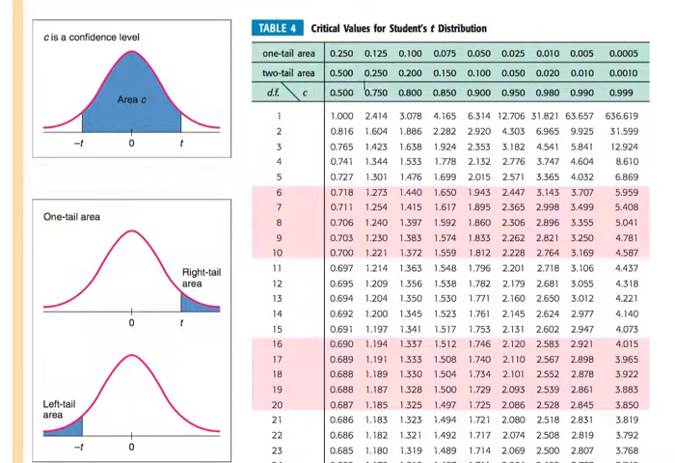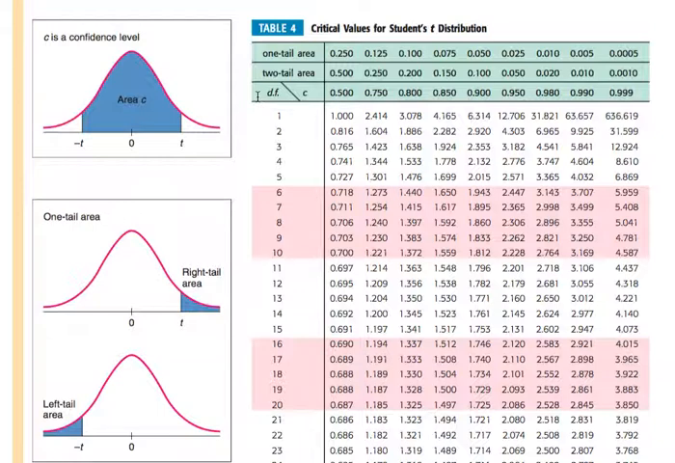There are 3 green rows here. We only are going to use this bottom one right now. In chapter 9, we'll use the other ones, the one tail and two tail. Where this says C, these are our confidence levels. So 0.5 is a 50% confidence level, 0.75 is 75%, etc. This DF stands for degrees of freedom, and this is n minus 1, so 1 fewer than the sample size.